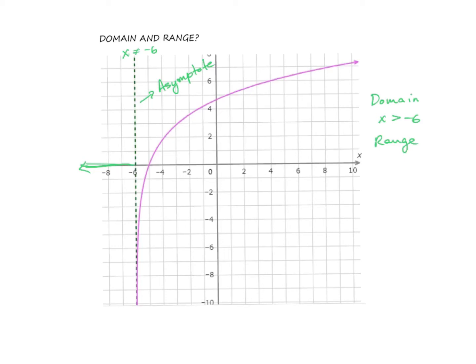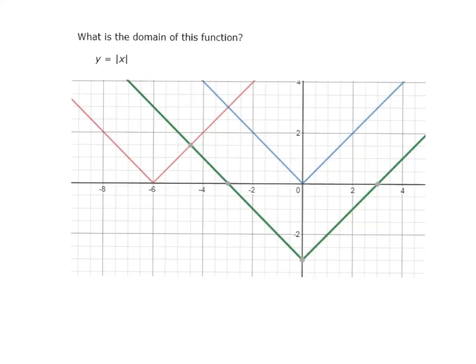Range-wise, yes, we don't see the arrow down here, but it's safe to assume that our range is probably going to be all real numbers there, because it looks as if it's going in both directions. This was a good one.